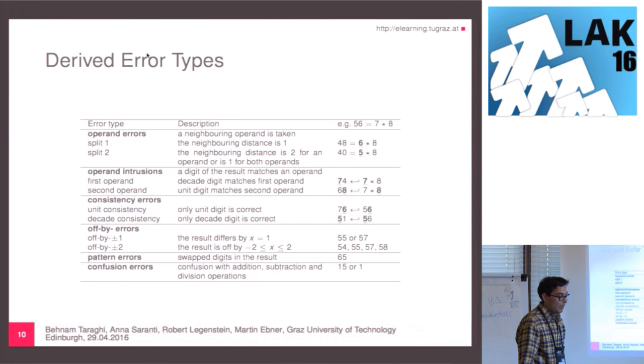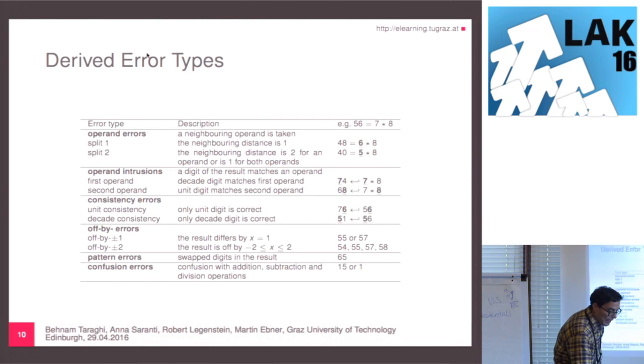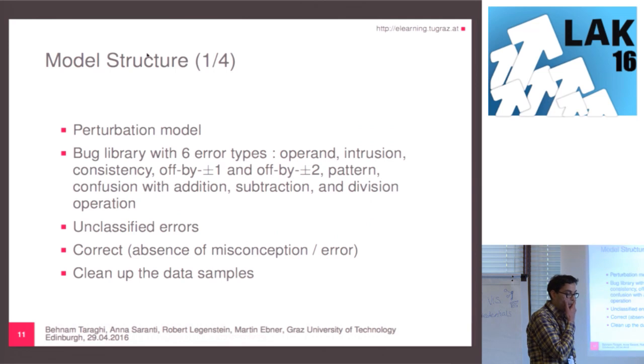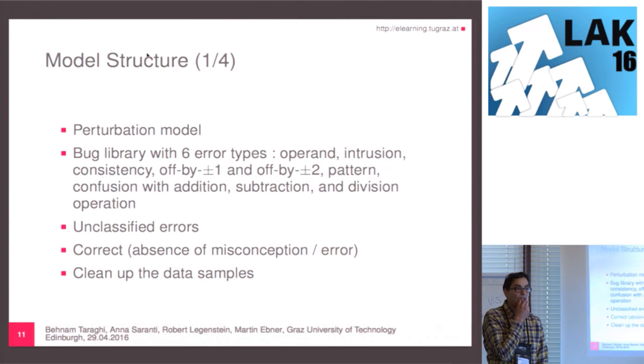And pattern errors and confusion errors happen rarely, actually, but we can also observe that in our data set, as you can see. Okay, and these error types, these categories actually are the effect of some cognitive misconceptions in mind, okay? And we have taken these error types as indicators of those misconceptions.